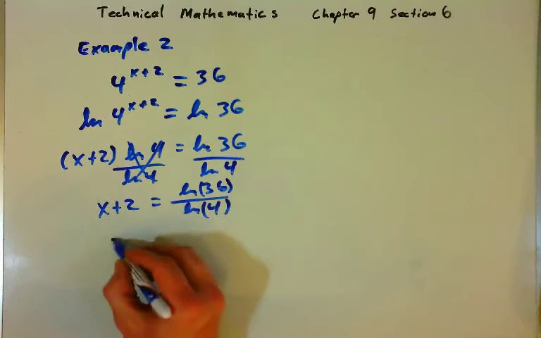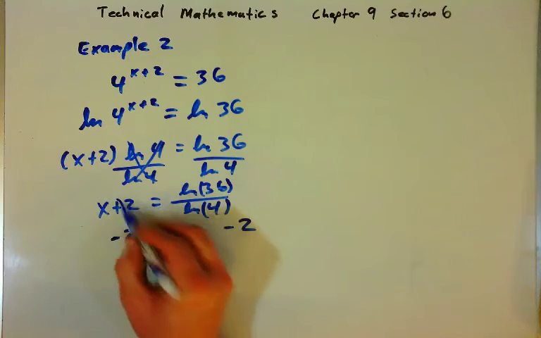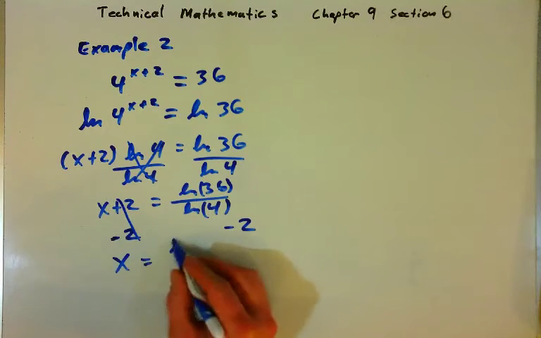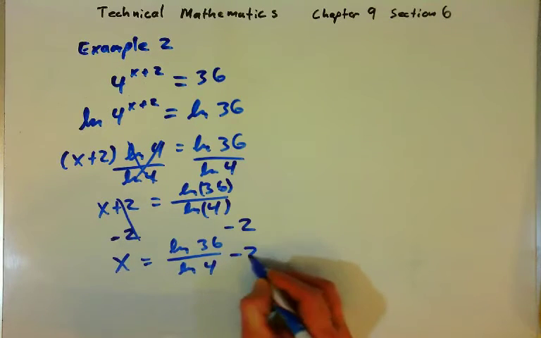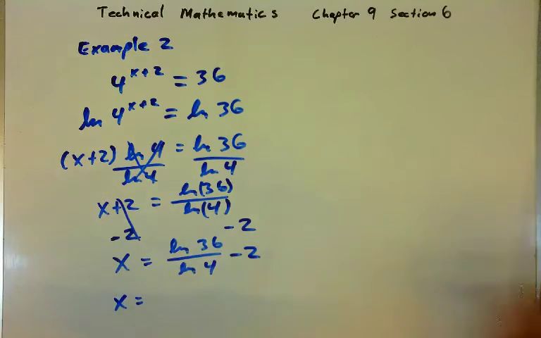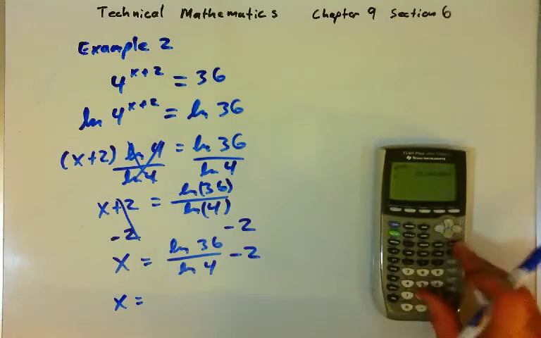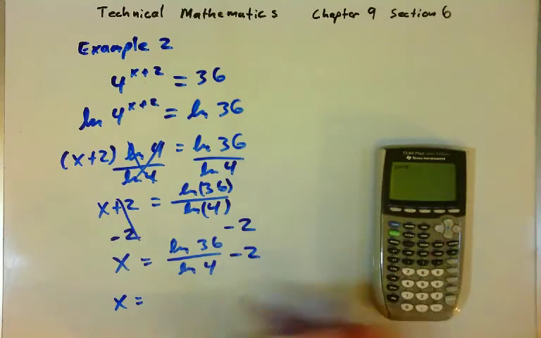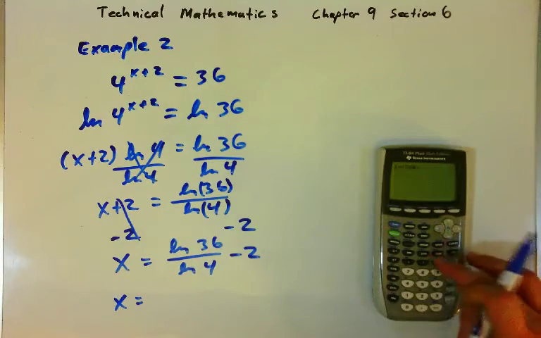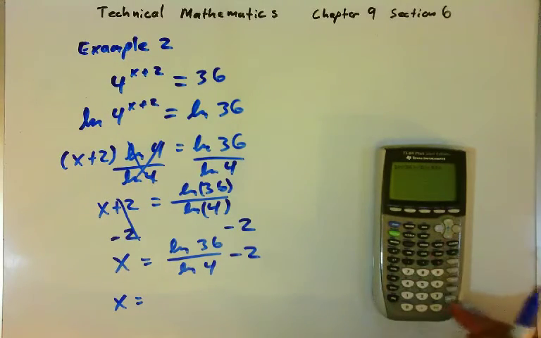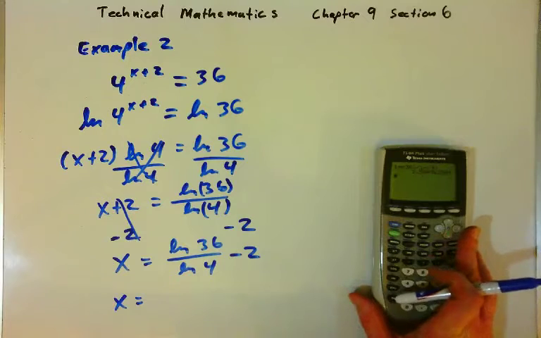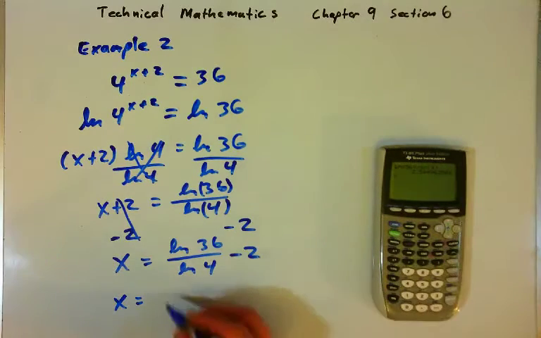To continue solving now for x, I'll subtract 2 from both sides. These cancel. And we get x is equal to the natural log of 36 divided by the natural log of 4 minus 2. And so now we can use our calculator to solve for x. We'll take the natural log of 36, close parentheses, divided by the natural log of 4, close parentheses, and press equals. And we get 2.585.